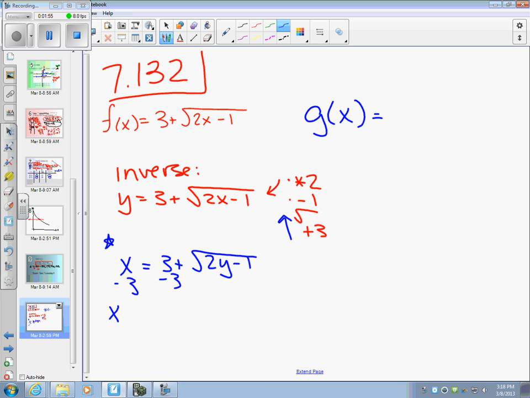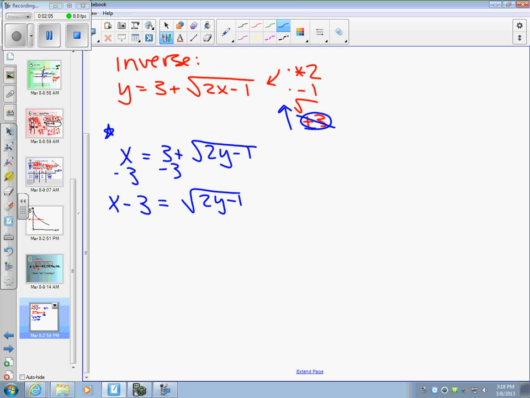And most people could probably see that right off the bat. But if I look up here, I see I'm going backwards, doing the opposite. Subtracted 3 from both sides. Now, the next thing I'm going to do is square, because that's the opposite of square rooting. So I'm going to square both sides.